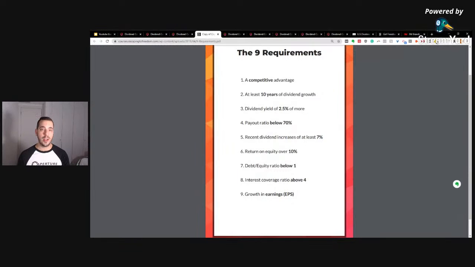If the earnings are not growing, that's really bad for the dividend. It's really bad for the stock price. So there has to be some sort of earnings growth, and the company has to be poised to keep growing those earnings over time. That's possibly the most important requirement. It's probably the most important requirement out of all of them, really.